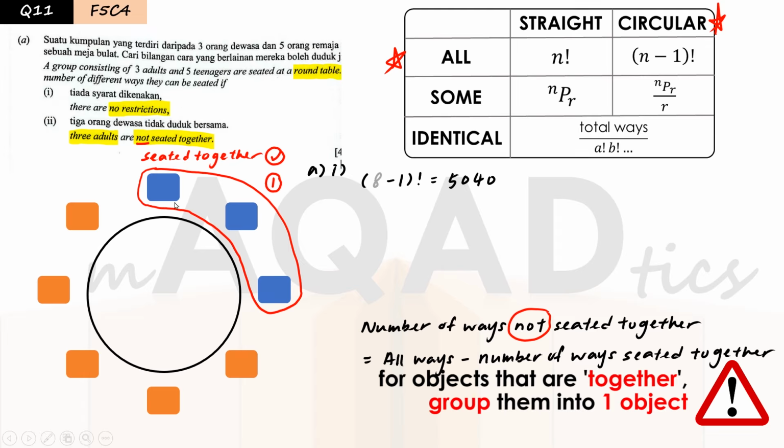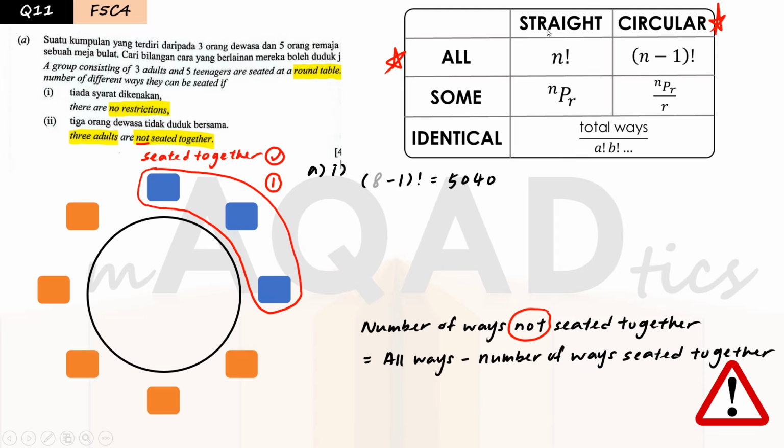So now, if we want to arrange the number of people here, it would be 1, 2, 3, 4, 5, 6, because this thing has been combined into one person. So we need to arrange 6 persons here. Coming back to the formula, since we are arranging 6 people in a circular arrangement because it's a round table, we'll be using the same formula. The n here will be the number of people we are arranging, which is 6. So here it would be 6 minus 1 factorial.